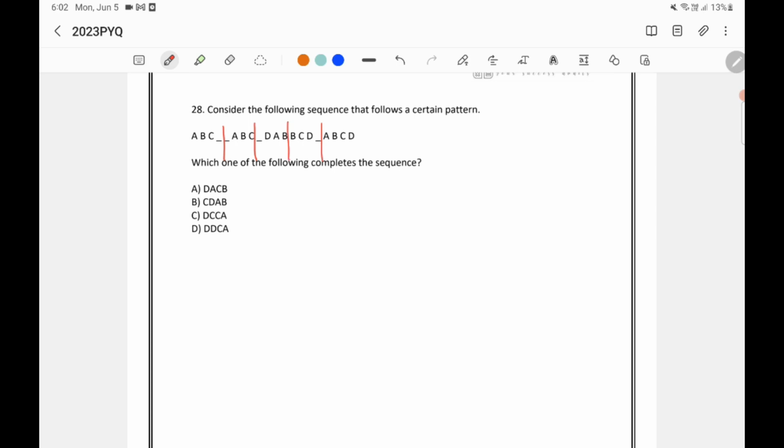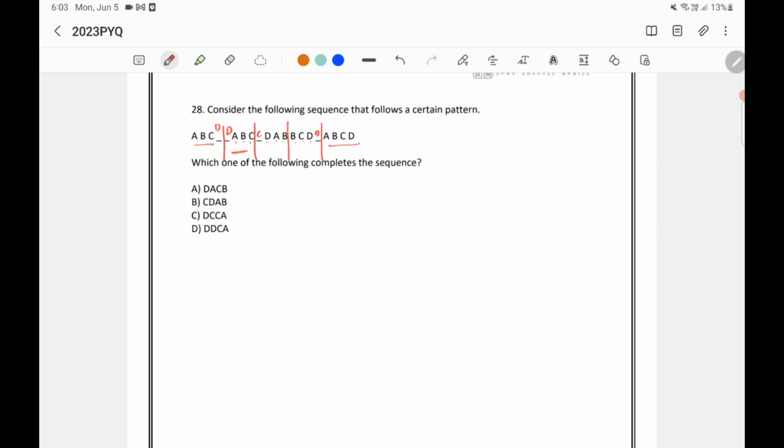Here, if you see, there is ABCD here and ABC here. So if I put D here, it will become ABCD. Now what is missing in this second group? A, B and C are there, so I am writing D here. Now A, B and D are here, so I am writing C here. Now in this group B, C and D are there, so I am writing A here.